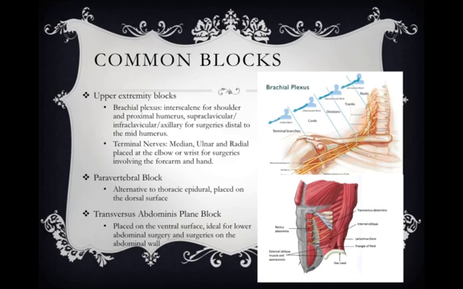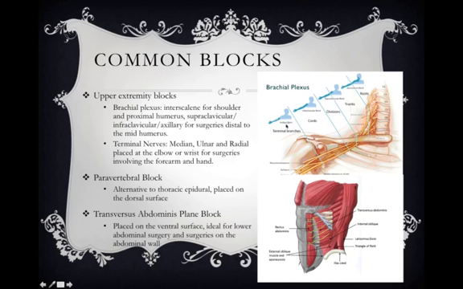I have a picture of the brachial plexus here on the right, and it's essentially a set of nerve bundles that come off of the cervical spine and a little bit of the thoracic, and they provide innervation to the upper extremities. So the brachial plexus blocks include the interscalene block, which is listed here, and those are procedures for the shoulder and the proximal humerus. We have the supraclavicular, the infraclavicular, and the axillary block for surgeries distal to the mid-humerus.